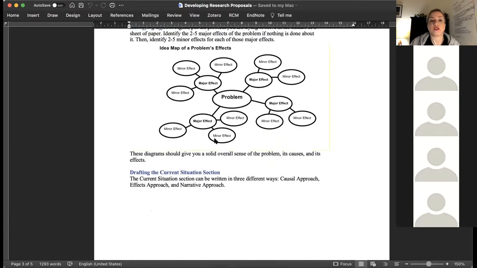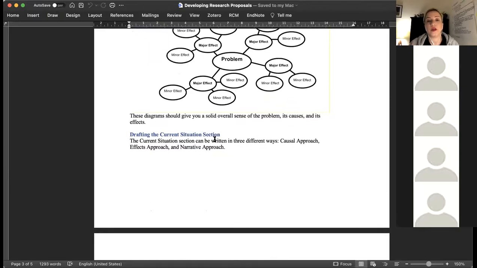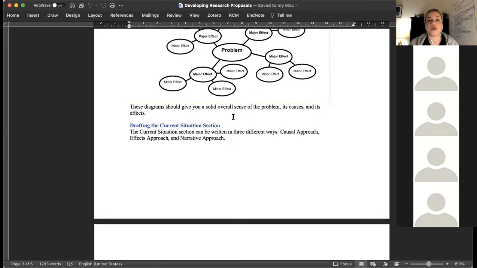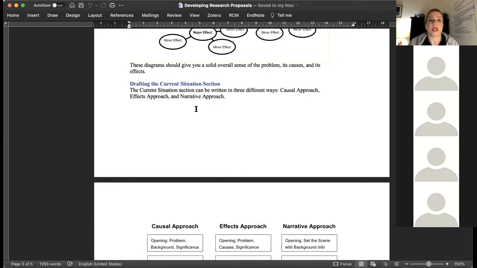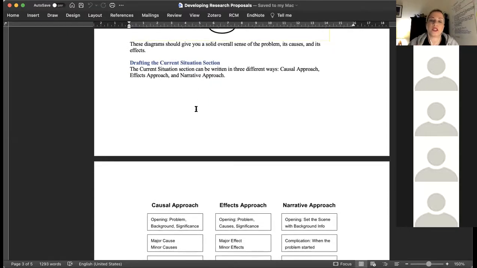These diagrams should give you a solid overview or overall sense of the problem, its causes and its effects. It's very important for you to have all this mapped out so that when you're thinking about the problem, you know exactly what the different parts of it are. Then you draft the current situation section.